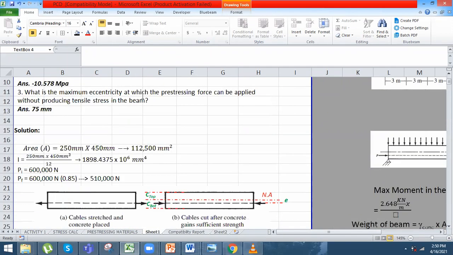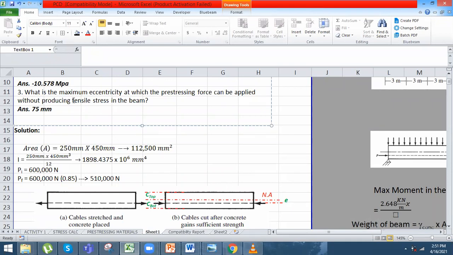What's the maximum eccentricity at which the pre-stressing force can be applied without producing tensile stress in the beam? Okay, ito yun guys. Kapag nag-pre-stress tayo, mostly na natitension, yung maximum tension after pre-stressing is on the top fiber. Okay? Lagi yan guys, top fiber, lalo pag mga simply supported na mga beam. Tapos yung maximum compressive stress, kunin nyo na lang yung summation ng compressive stress sa bottom fiber.